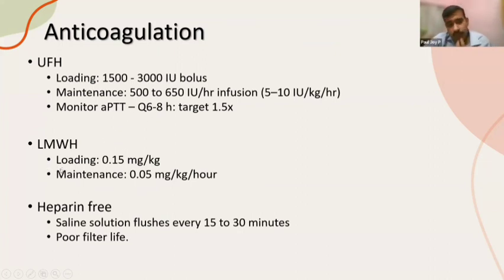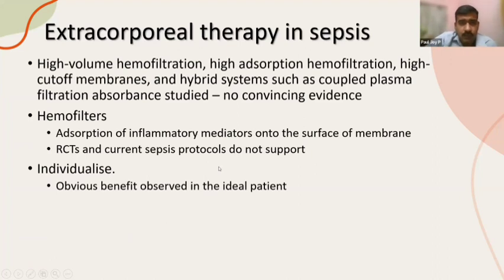If low molecular weight heparin is used, a loading dose of 0.5 mg per kg is given, with maintenance of 0.05 mg per kg per hour. But this has a prolonged action, especially in renal failure. And if there is bleeding, it cannot be fully countered by protamine. And if there is severe coagulopathy or bleeding, heparin-free dialysis can be given, but it is associated with a poor filter life. Now, extracorporeal therapy in sepsis.